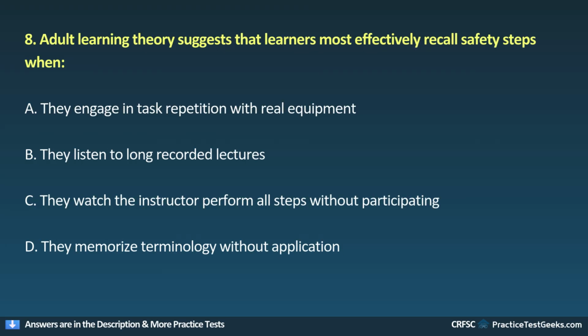8. Adult learning theory suggests that learners most effectively recall safety steps when: A. They engage in task repetition with real equipment. B. They listen to long recorded lectures. C. They watch the instructor perform all steps without participating. D. They memorize terminology without application.